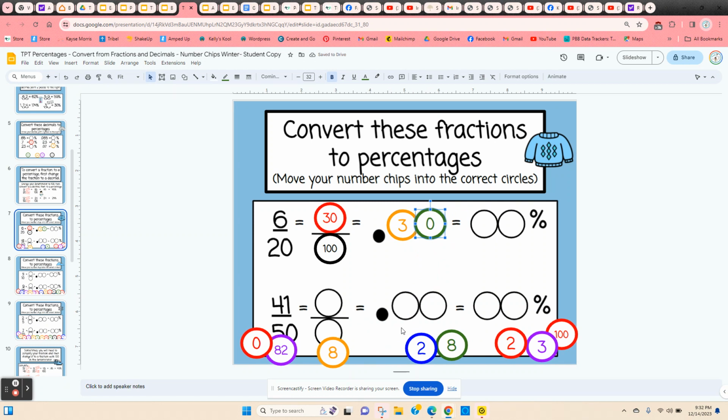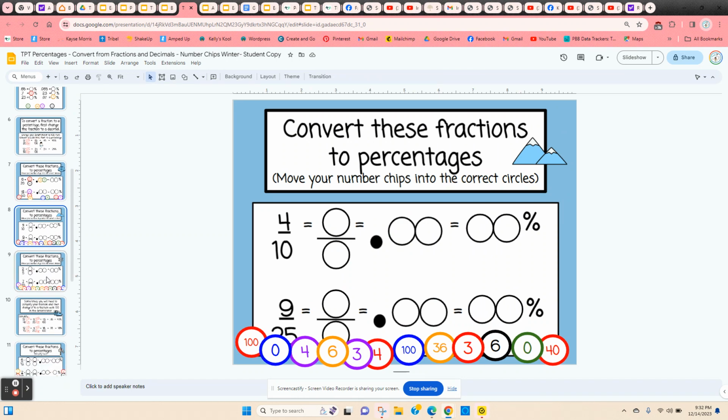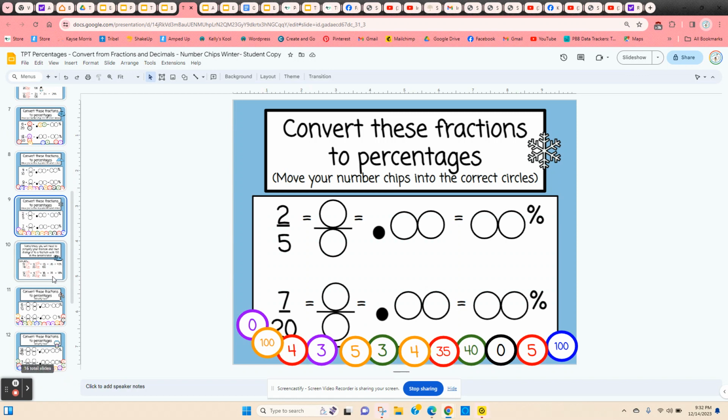Same thing here, we want 100 in our denominator. So I can see that I have to multiply by 2. If I multiply 41 times 2, I get 82 hundredths. And then we're going to go ahead and convert that to a decimal and a percent. So they're going to practice that on the next 2 slides, just changing that denominator to 100.